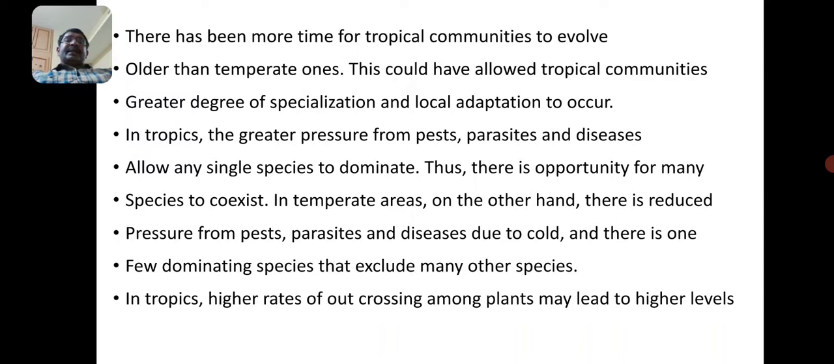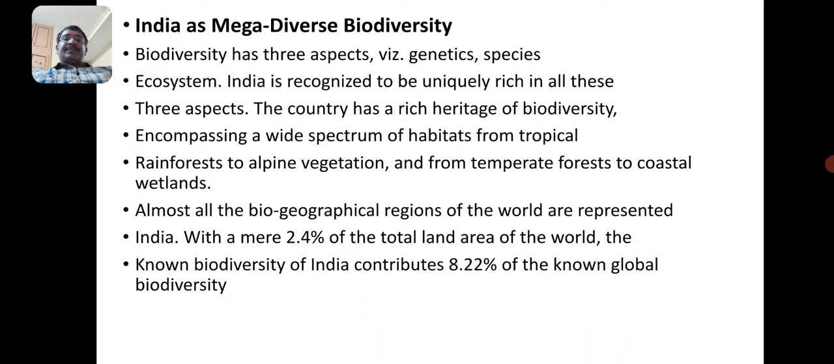There is greater pressure from pests, parasites, and diseases in the tropics. Since no single species dominates, there is an opportunity for many species to coexist. In temperate areas, pressure from pests and parasites is reduced by the cold, and a few dominating species exclude other species. In the tropics, the rates and outcomes of interactions among plants may lead to higher levels of diversity.